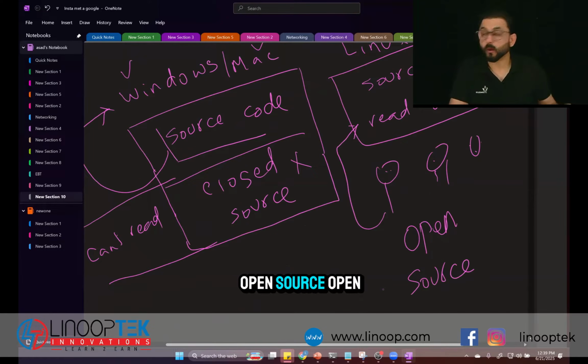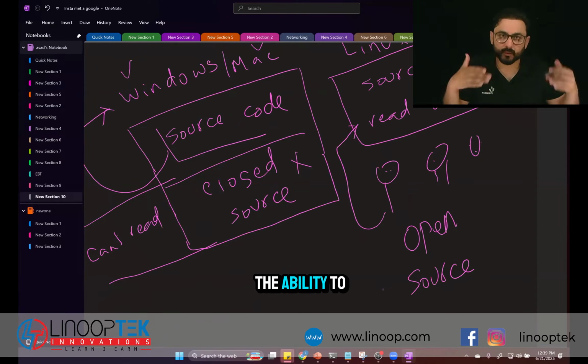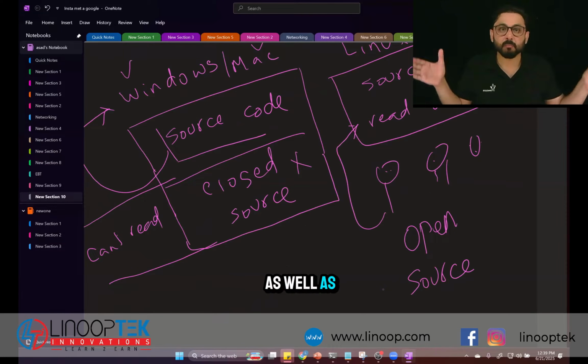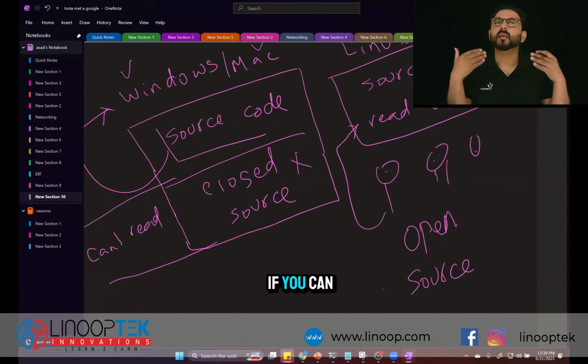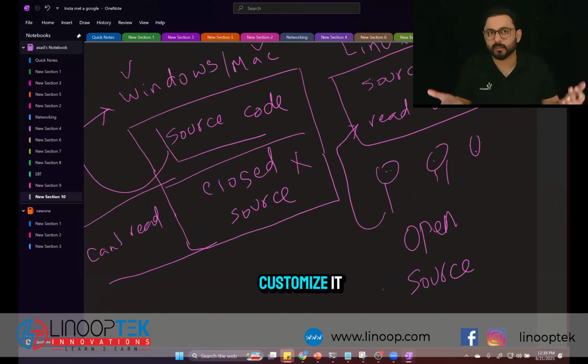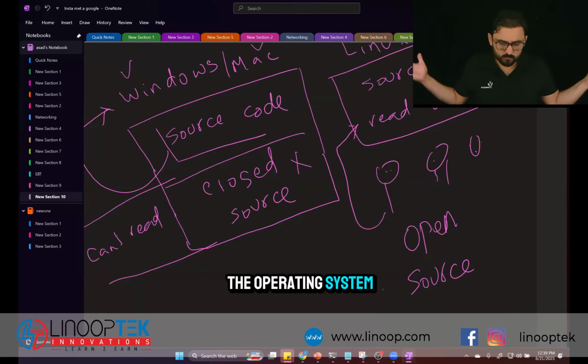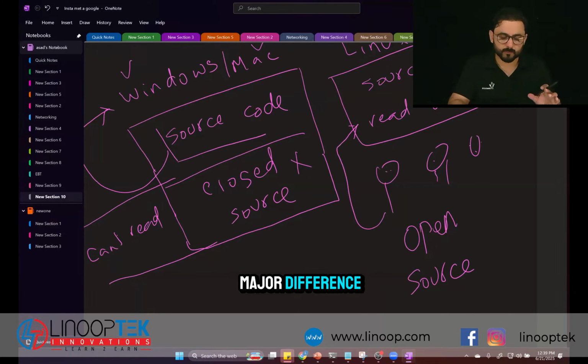Open source means the ability to read the code that makes the operating system, as well as modify it. So if you can modify something, then you can customize it. You can change certain parts of the operating system. That's the biggest major difference.